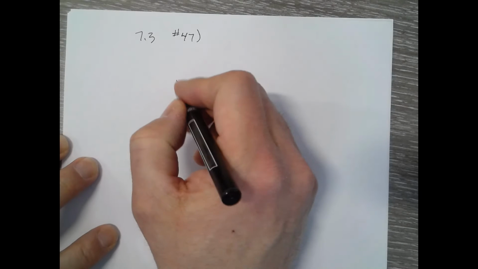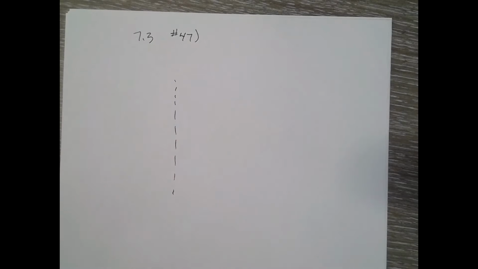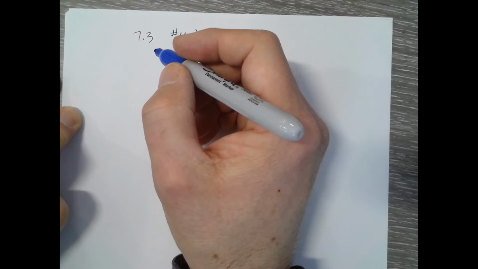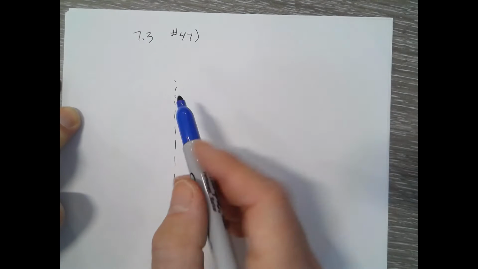7.3, number 47, ground speed of a plane. A plane is flying at an airspeed of 340 miles per hour at a heading of 124 degrees. All right, so it's going at an airspeed of 340 miles an hour at a heading of 124 degrees. So heading is from the north, 124 degrees.